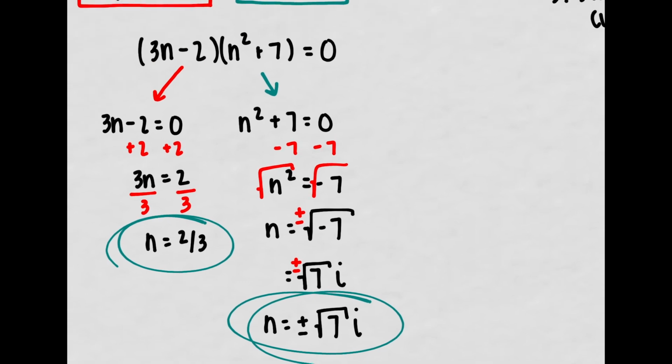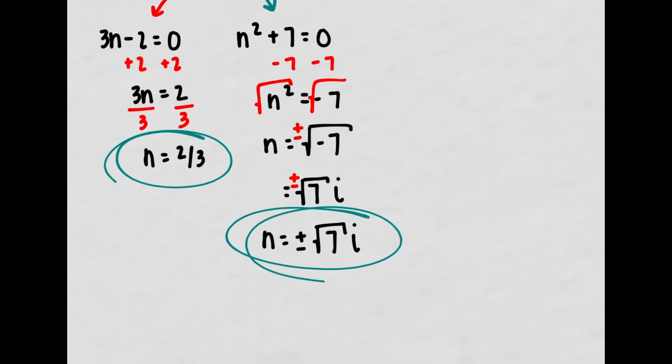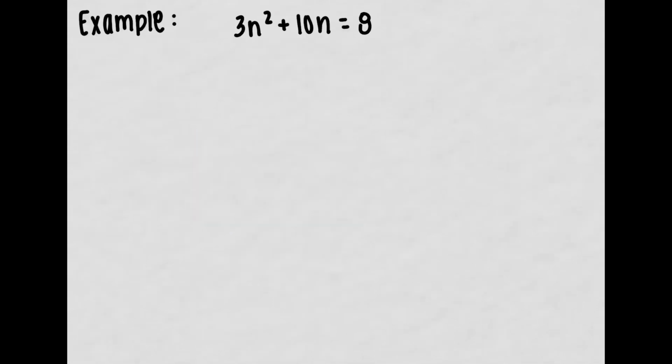If we were just factoring, we would have stopped here with the parentheses, but because we're solving, we're going to take it all the way down until we have the variable equals numbers, i's, just depending on whatever it is. So again, in this situation, we are solving. Remember, I told you that it had to equal 0, so I'm going to subtract 8 from both sides. So I now have 3n squared plus 10n minus 8 is equal to 0.